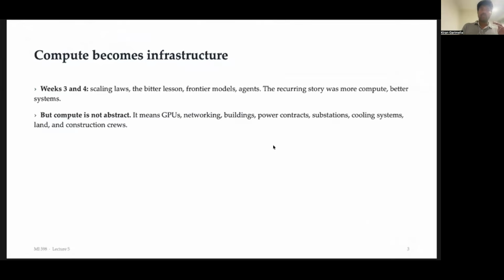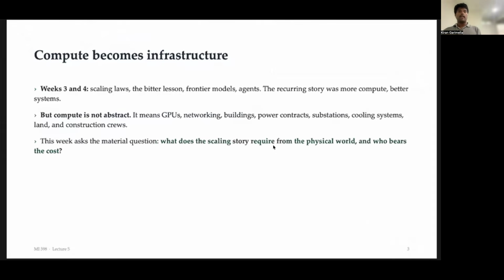But this compute is not an abstract thing, right? It means there needs to be a physical presence of chips, GPUs, networking, buildings, power to power those data centers, substations to deliver the power from the source, cooling systems, land, construction crews, a bunch of things like this.